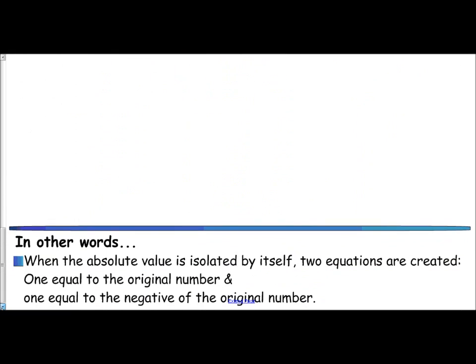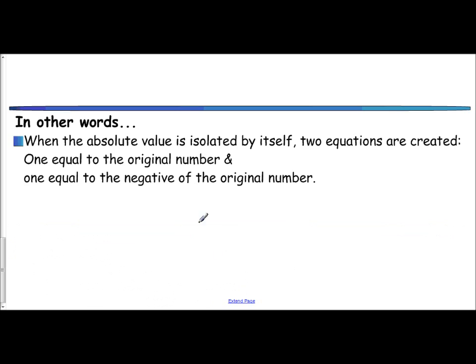What this whole thing means is that when you're solving an absolute value equation, first isolate that absolute value by itself. And we're going to look at some problems further on in these videos that show what that means. But isolate the absolute value by itself, and then create two equations, one equal to the original number and one equal to the negative of the original number. I hope that you found this useful.